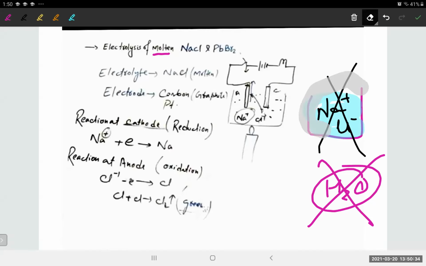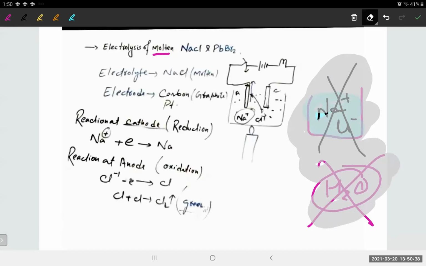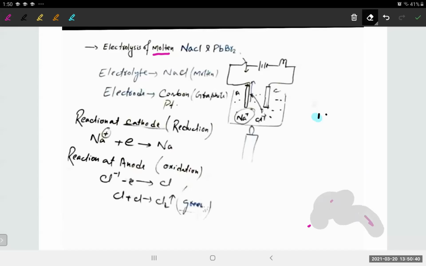Okay, because we all are literate, we all know how to read words, so read it first. What is written there? It's written molten. So okay, please pay attention, because I have lost my marks in this. So molten NaCl and lead bromide.